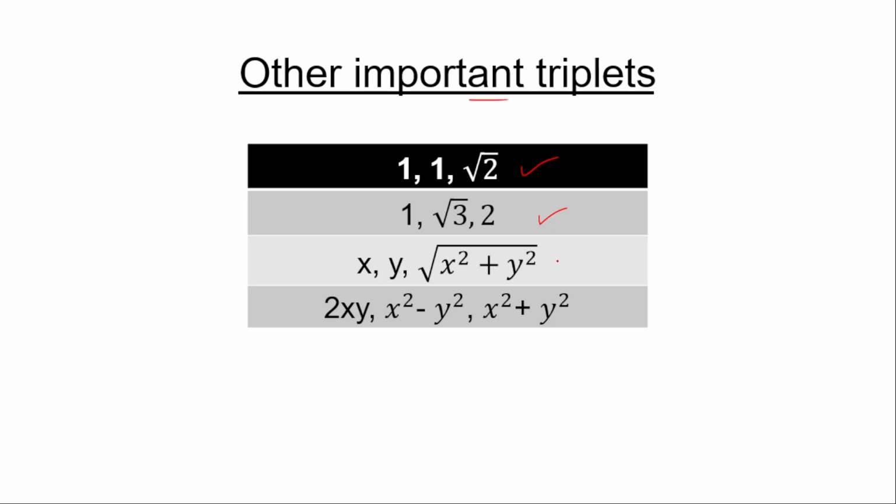Then this is basically the Pythagoras theorem, right? And then 2xy, x square minus y square, x square plus y square. This triplet has been asked many times in recent exams by TCS. So if you don't know the triplet, you will need to calculate it, and you will waste your time. But if you learn this triplet, you can solve the question in 2-3 seconds.